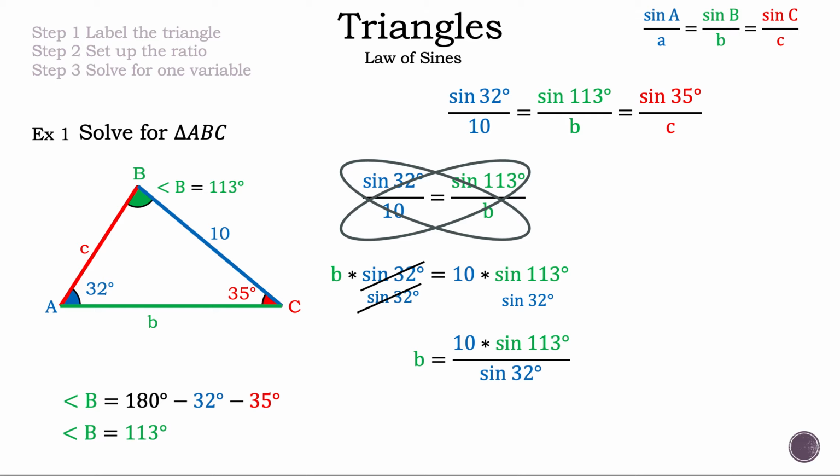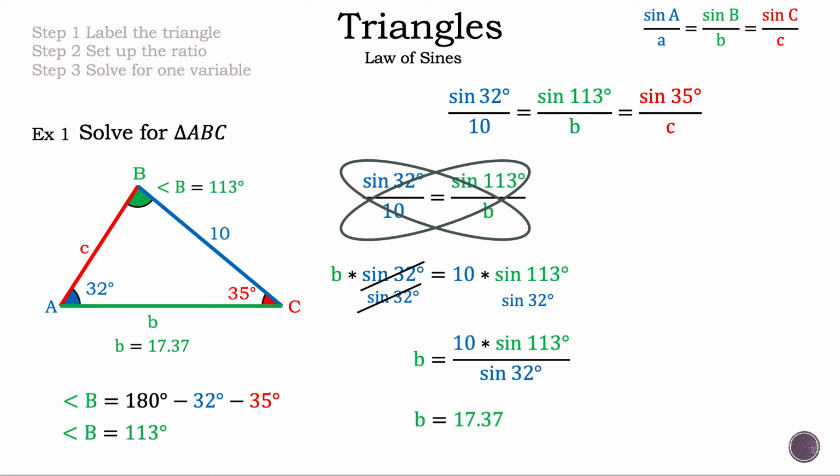We have B is equal to 10 times sine of 113 degrees over sine of 32 degrees. And that is B. But most of the time, your teachers or your textbook will ask you to write it down as a number, and B is equal to 17.37. As we can see, if we take a look at the image, we've added 17.37 for B. Now we're going to go ahead and solve for side C.